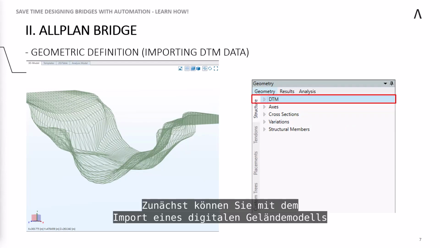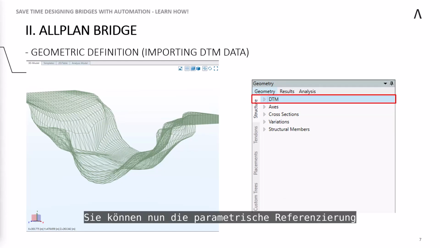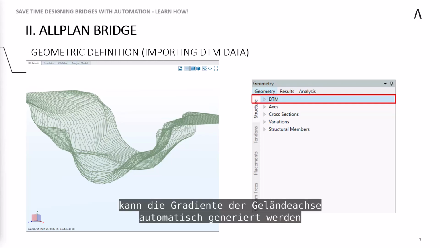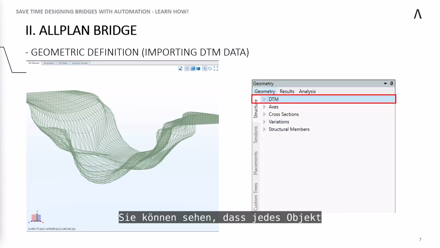Firstly, you can start by importing a digital terrain model, also known as DTM. You can now use parametrical referencing of bridge substructure like abutments, piles, foundation, and piers to automatically generate terrain access. After you import the terrain, the access profile can be generated automatically, and structural members of the bridge can be referenced parametrically to this terrain access. You can see any object can interact with the imported terrain.